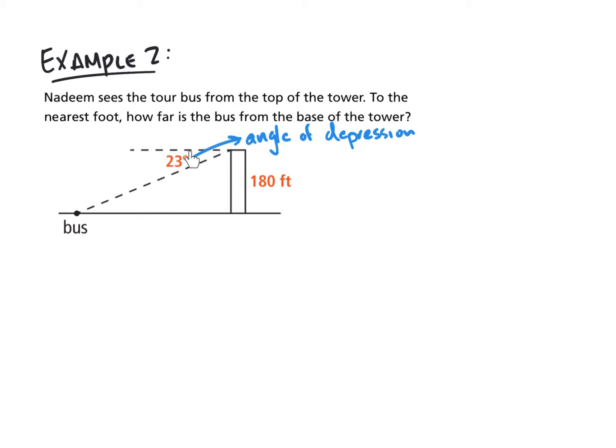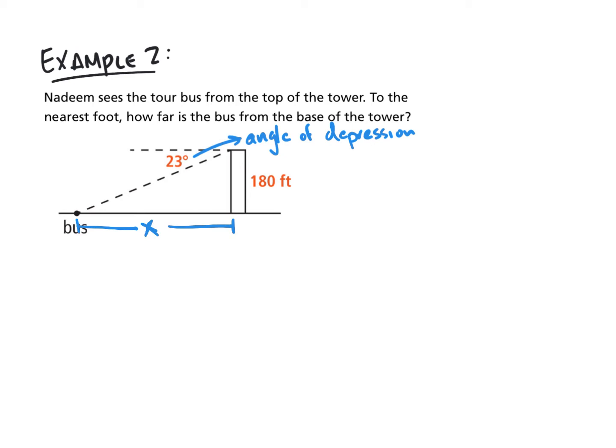So this is a 23-degree angle looking down. This is 180 feet. I'm guessing that means from the ground up to where Nadim is standing at the top of the tower is 180 feet. And we want to find to the nearest foot how far is the bus from the base of the tower. So what part of that picture is that representing? Well, here's the bus. Here's the base of the tower. So it seems to me that the value we're trying to find is this right here. What is this distance? So I'll go ahead and label that as x.